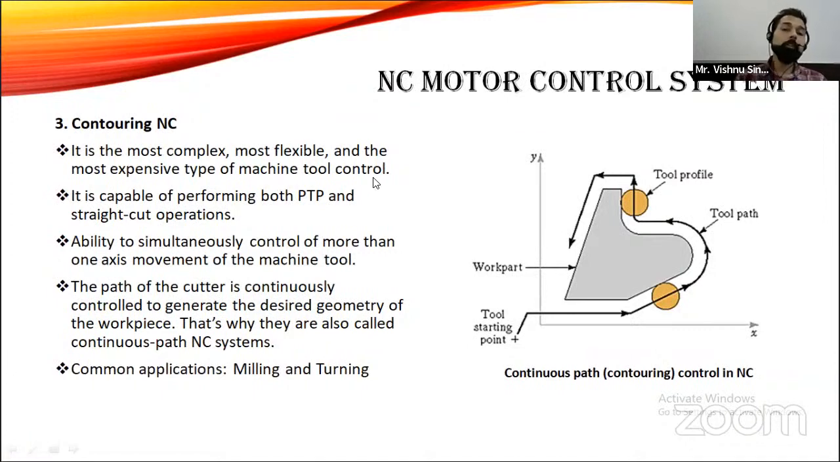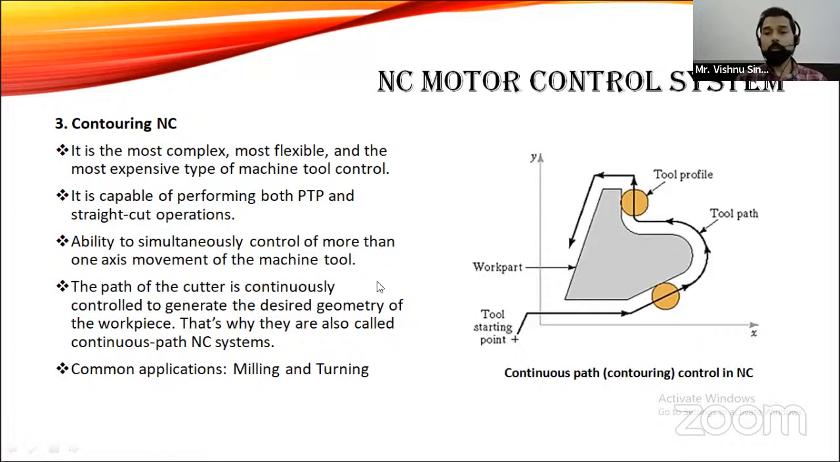Now, why has it been designated as the most complex or most expensive? It is most complex because in this case, my tool will be in contact with the workpiece at all points of time. Since my tool will be in contact with the workpiece at all times, I will have to control my tool positions at all times. That's why it is more complex and more expensive. It is capable of performing both point to point and straight cut operations. It has the ability to simultaneously control more than one axis movement of the machine tool.